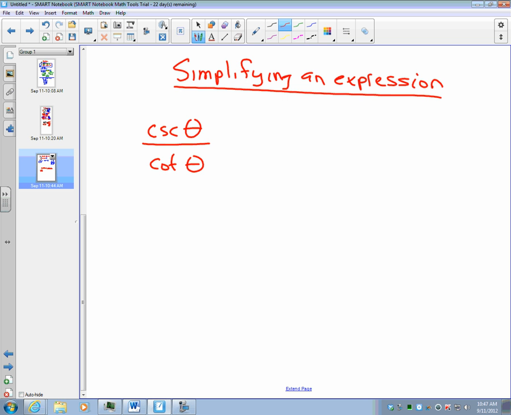I ask you to simplify cosecant theta by cotangent theta. This is how you do it. Substitute x, y, and r. So we change these things into reading x, y, and r. Cosecant is, on your chart, r over y. Cotangent is x over y.